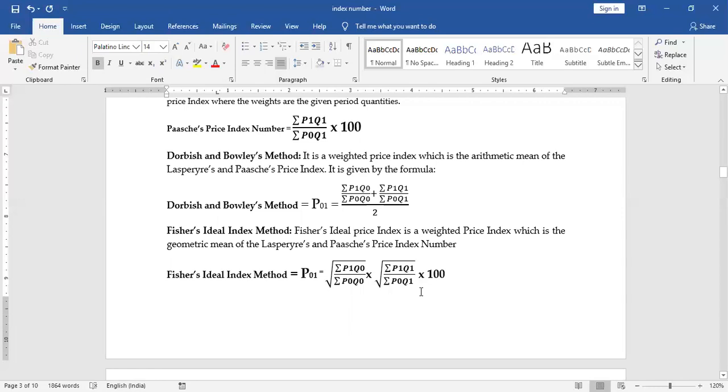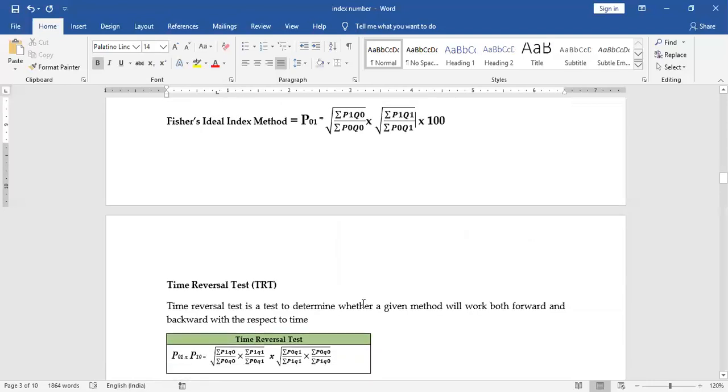By this time you should be able to identify the formulas and remember what P1, P0, Q1 and Q0 are. I'll repeat, this is a basic thing you have to remember: P1 is price of the current year, P0 is price of the base year, Q1 is quantity of the current year, and Q0 is quantity of the base year.